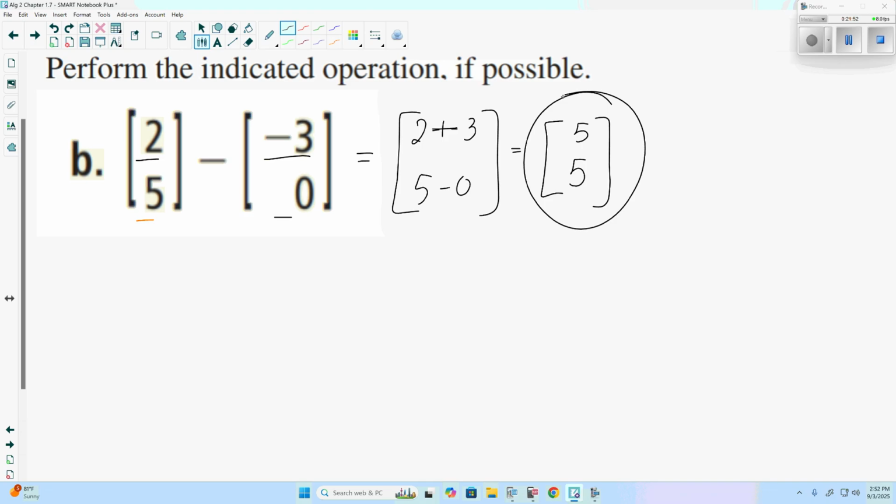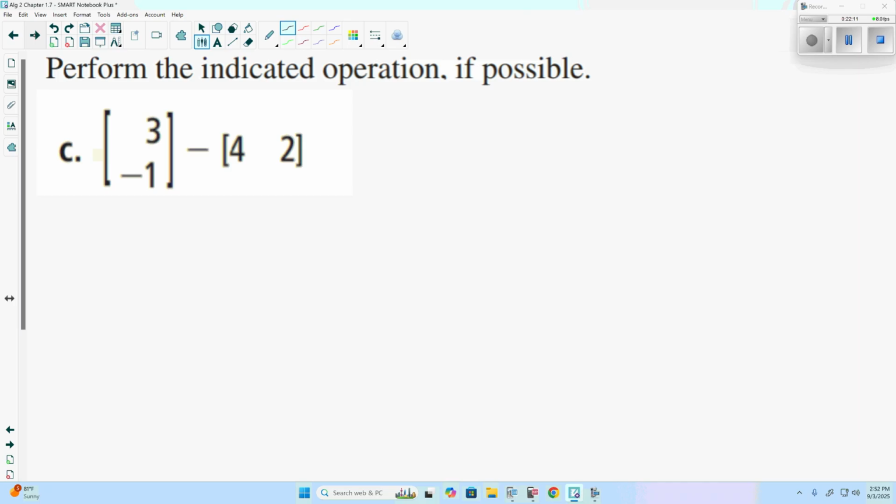Now, if you feel comfortable going from our starting problem to 5, that's fine. Sometimes those negatives can get tricky, but again, the calculator could have done that for us. What's the answer for C? Undefined. We have a 2 by 1 and a 1 by 2. Not possible, it's undefined.